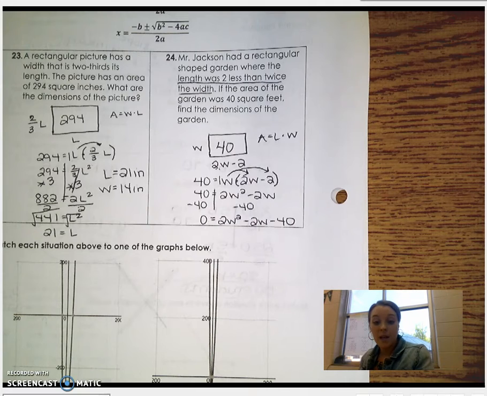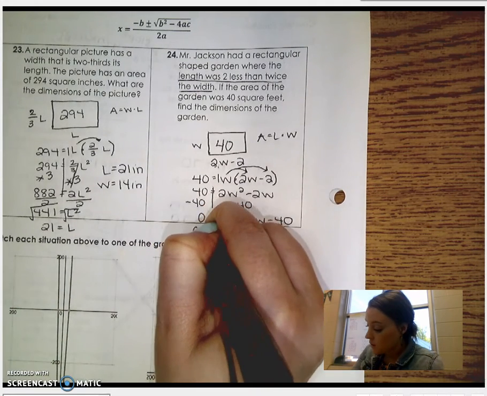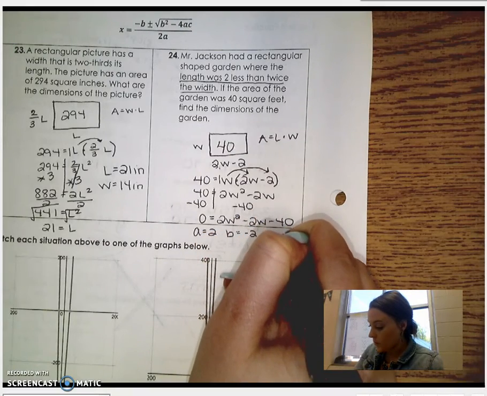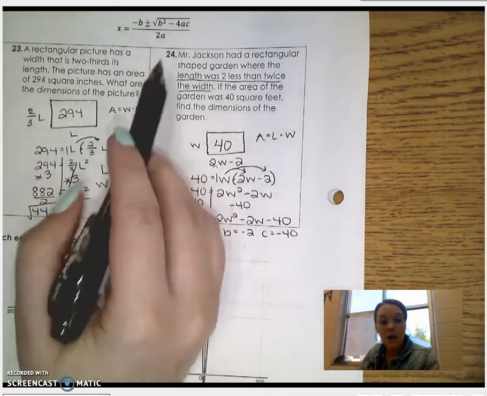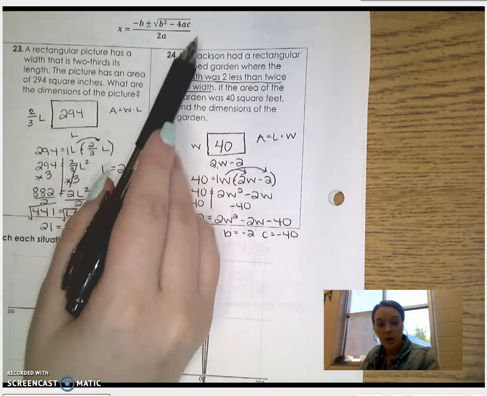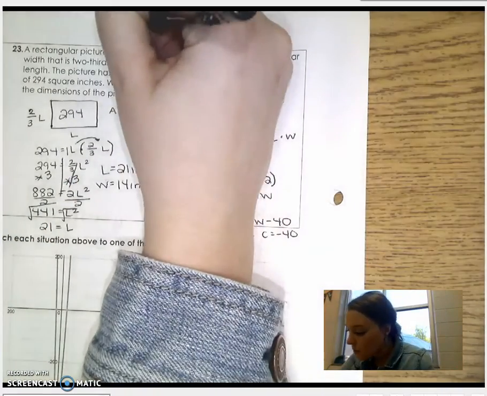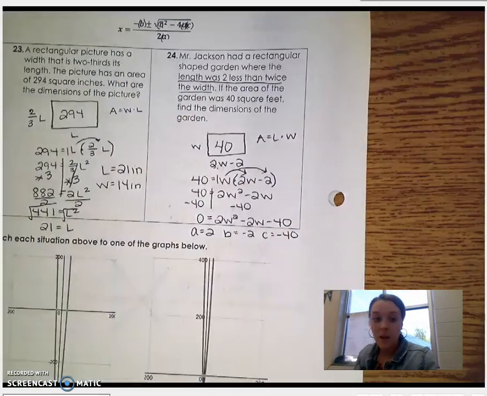The next step in using the quadratic formula is to find your a, b, and c. So a equals 2, b equals negative 2, and c equals negative 40. Once I have my a, b, and c, I'm just going to plug it in to the quadratic formula, and every time I type it in for one of these variables, I have to remember to put it in parentheses. So I want you to imagine all of these variables in parentheses.